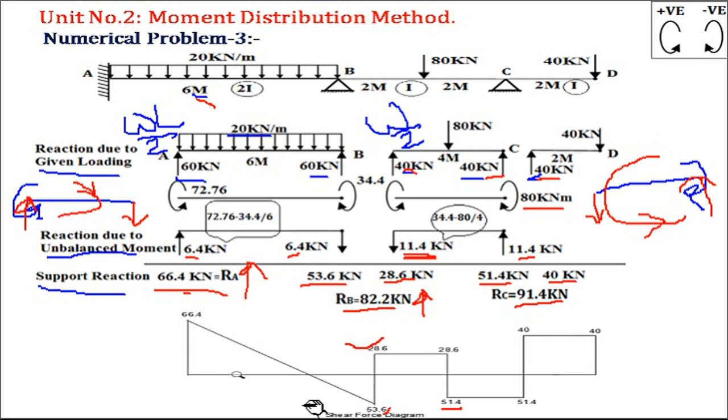So this is the shear force diagram for the members A, B, C, D of a continuous beam. Okay, so here the value will be plus. Here it will be minus, plus, minus, plus.